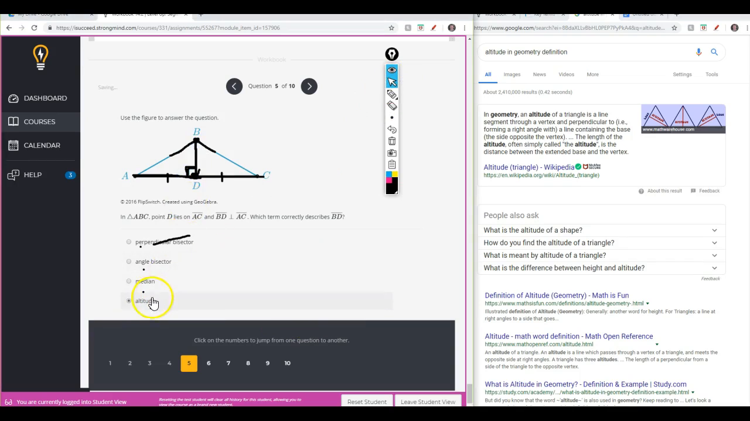So if I didn't have those in my notebook as key terms, I would be Googling them and looking them up on the key terms, and that's how I would answer this question.